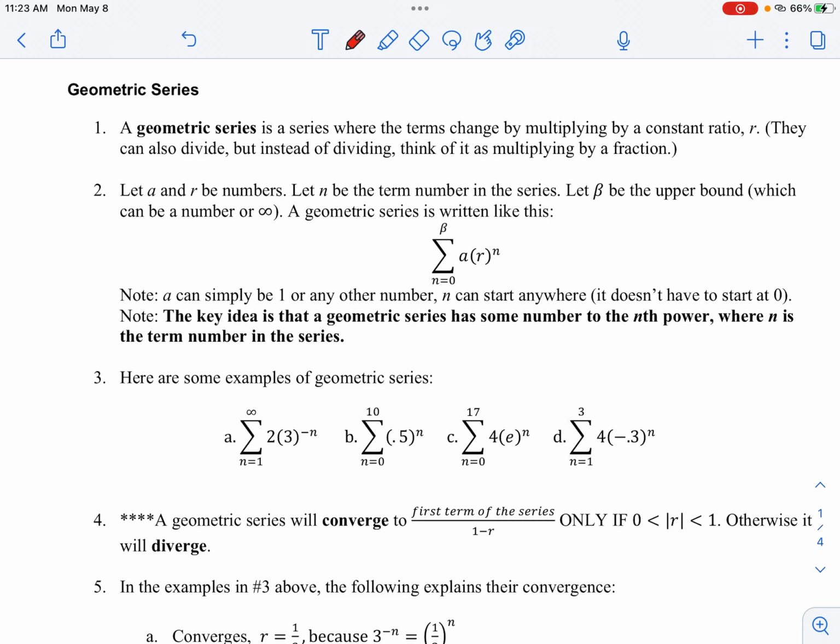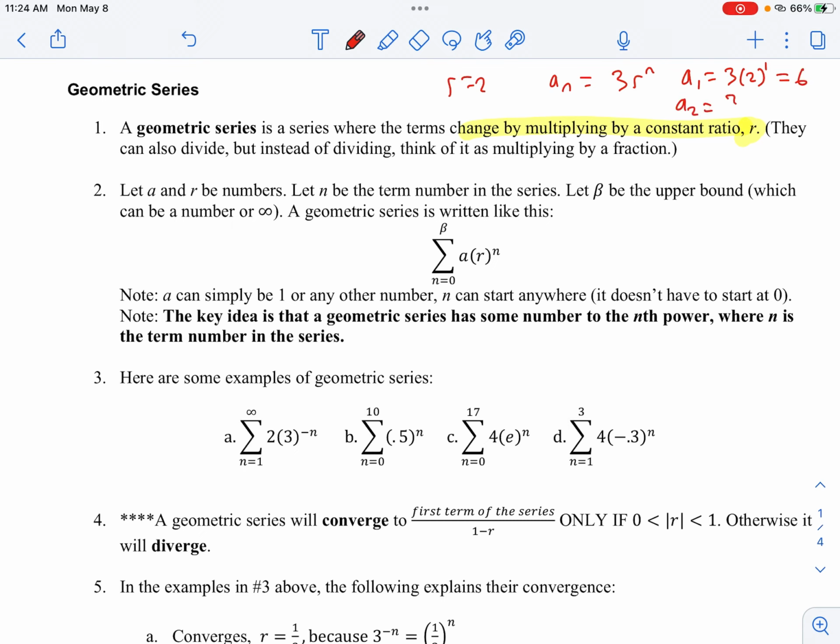So a geometric series is a series where the terms change by multiplying by a constant ratio, r. So for example, if I said r is 2 and my series is maybe 3 times r to the n. So we're going to start at 1. So my first term would be 3 times 2 to the first power. Actually, I shouldn't say squared. It's to the whatever term we are, nth term. So that would be 3 times 2, 6.